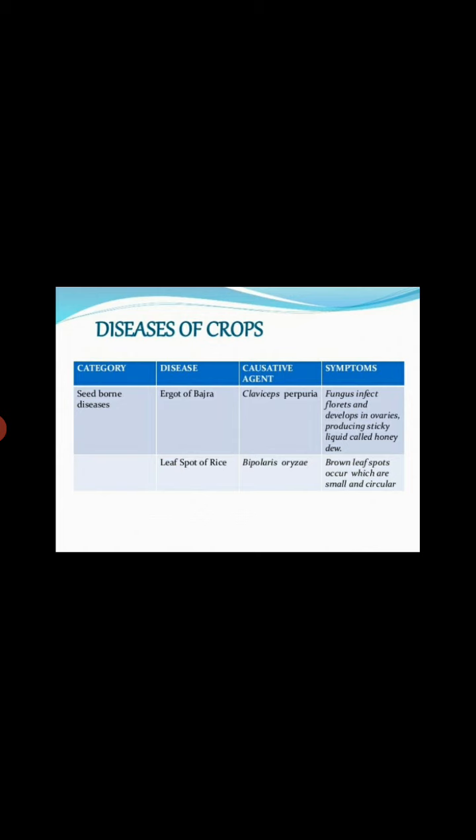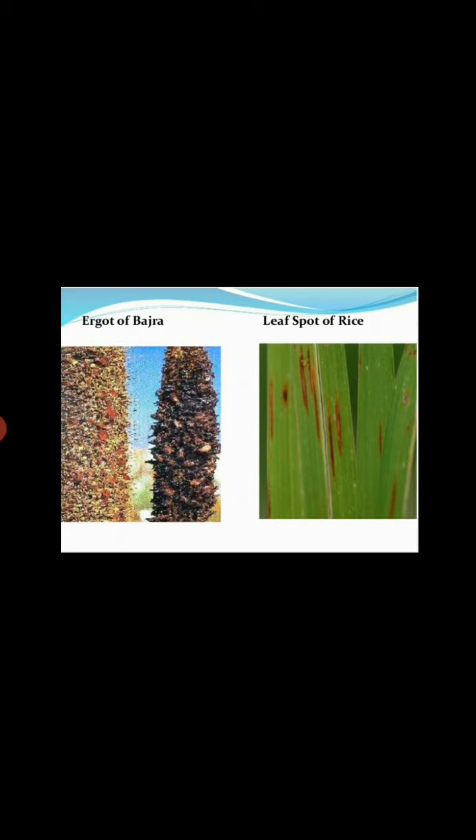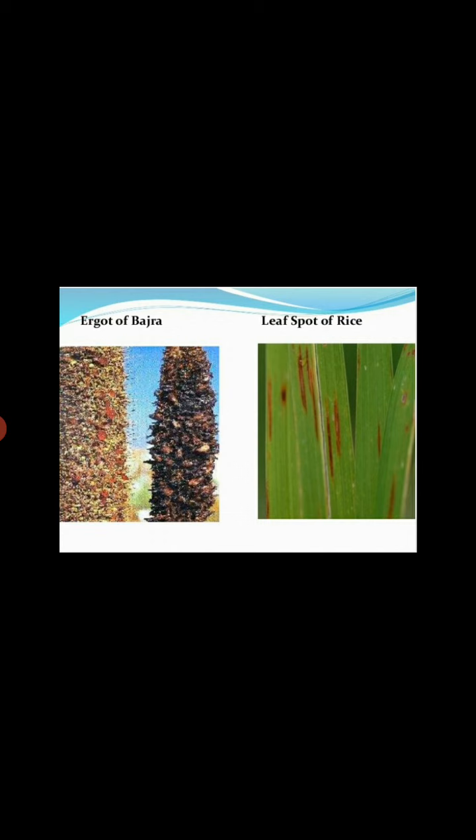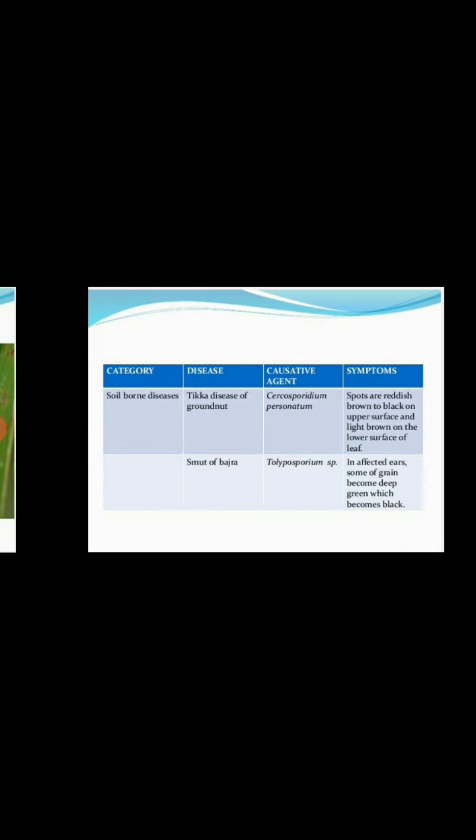Diseases of crops. Category: seed-borne disease, ergot of bajra, Claviceps purpurea. These are some diseases and symptoms. You can see the fungus infection. Brown leaf spot occurs, with spots that are small and circular. These may be some diseases that can take place in crops. Ergot of bajra you can see over there, it will completely spoil the crop. Leaf spot of rice, there you can also see the spots produced.